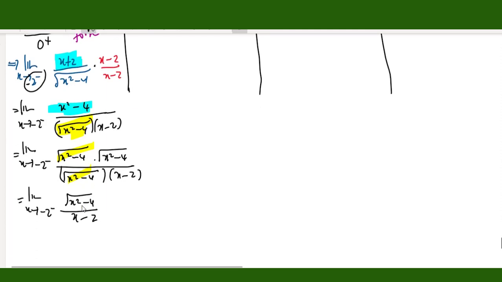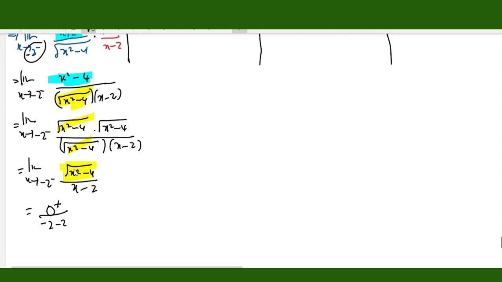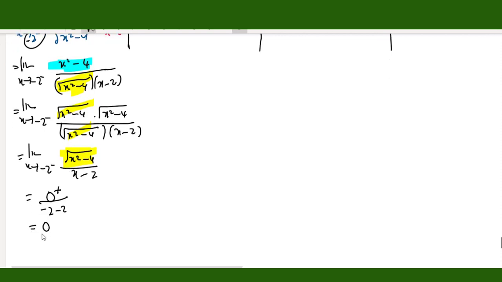Try to substitute. This one is actually 0, confirmed positive. Why? Because under the root, we factorize x minus 2, x plus 2, substitute and get 0 positive. And now substitute here, over negative 2 minus 2. So now you get 0 over negative 4. The answer is 0. Okay, done for this part.